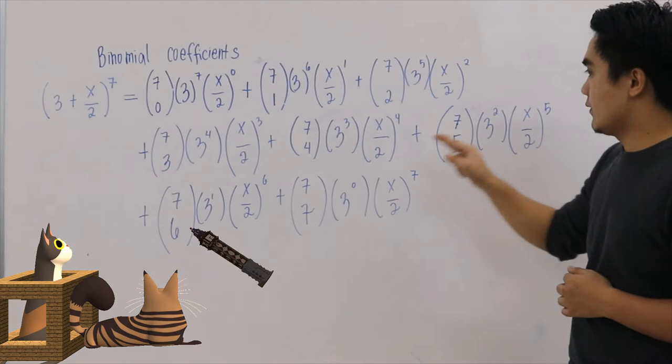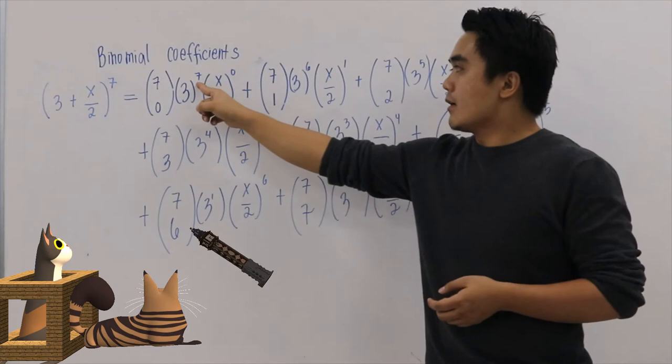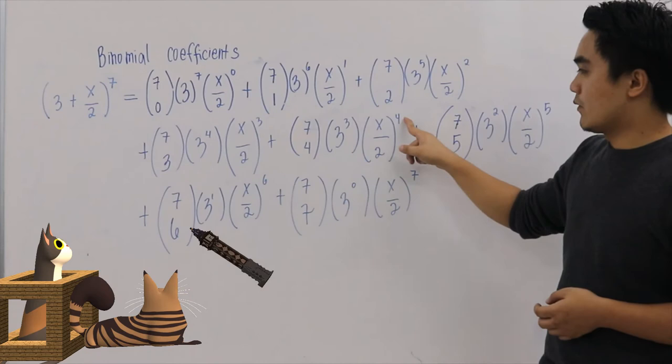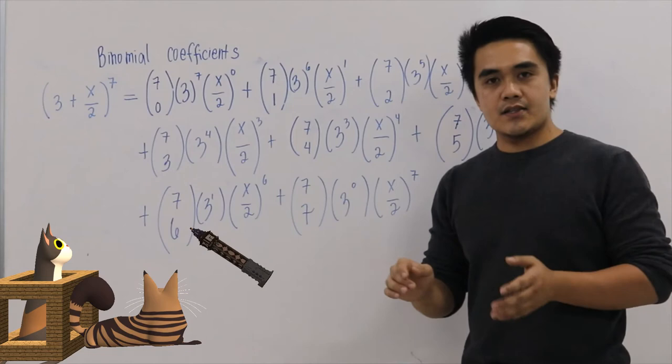Another way to check this is if you add the exponents, they must always be equal to 7. 7 plus 0, 7. 6 plus 1, 7. 5 plus 2, 7. 4 plus 3, 7. 3 plus 4, 7, and so on. If it's more than or less than 7, then something is wrong.